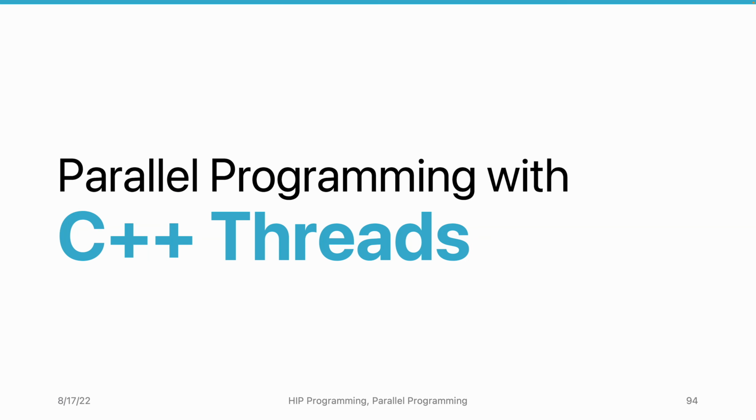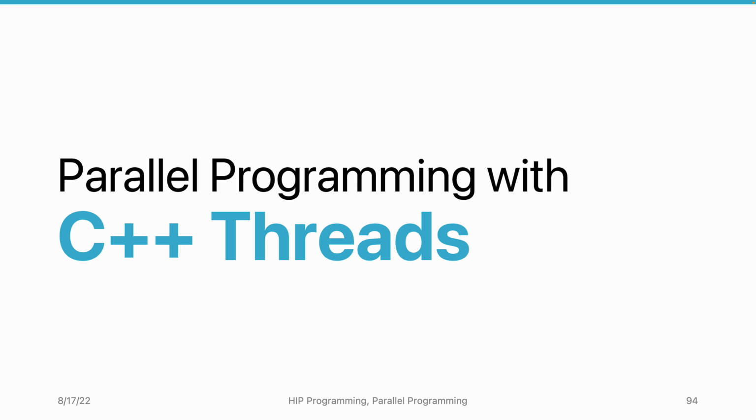In this video, we're going to introduce the C++ thread APIs. In the previous videos, we have seen how to use pthreads. We see that some features are not very convenient. For example, we typically have to create a struct to pass in multiple arguments to the threads.